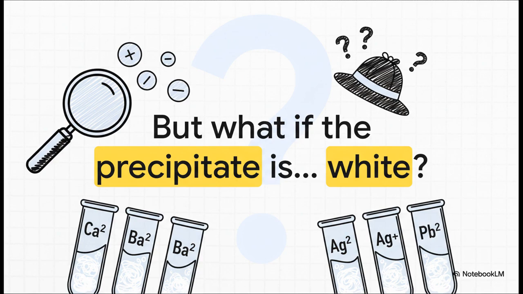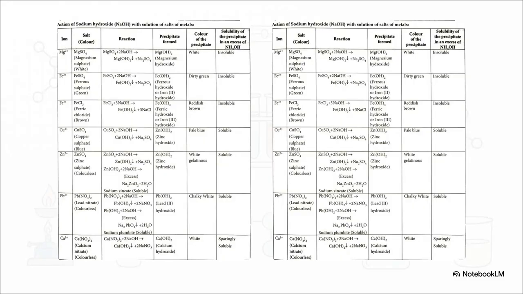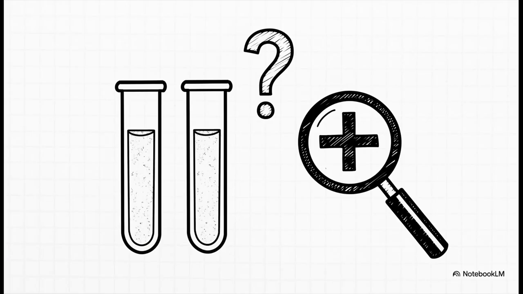But what if the solid is white? Well, now things get a little bit tricky. That's because ions like zinc and lead will both give you a nearly identical white solid. So which one is it? How do we tell these lookalikes apart? Easy. We just need to run another test.